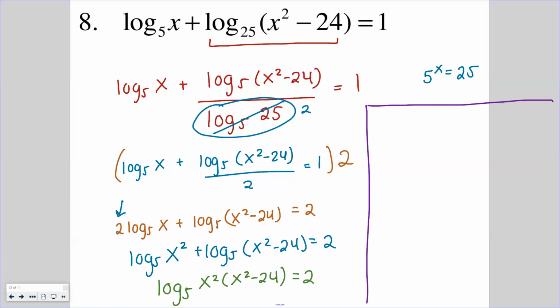All right, our goal here is to get x by itself. So logarithmic form no longer helping us. I'm going to rewrite this in exponential form. This is 5 squared is equal to x to the 4th minus 24x squared. I'm just going to distribute the x squared to both of the terms there. And then I'm going to get everything on one side and see if I can factor this.